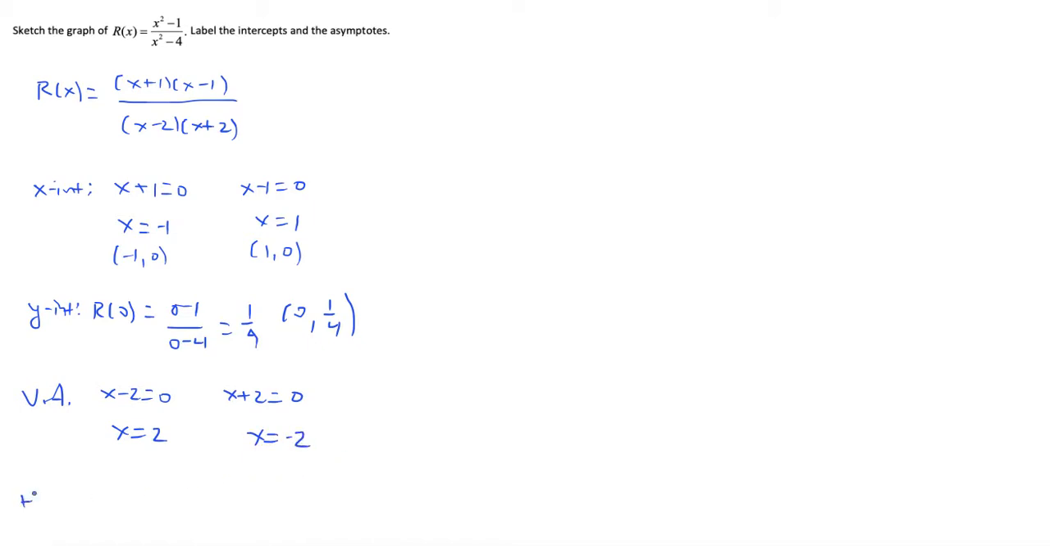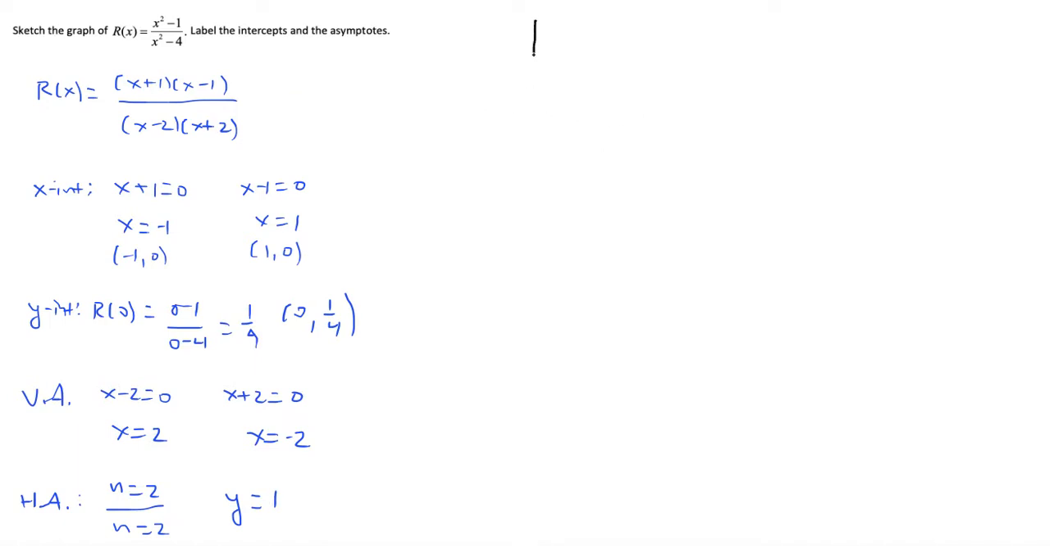And lastly, to find the horizontal asymptote, we have to compare the degree, the power of the numerator and the power of the denominator. The highest exponent of x that we see in the numerator is 2, so I'll just write n equals 2 for the degree of the numerator. The degree of the denominator is actually the same. So what do we do when the degrees of the numerator and denominator are the same? We divide the leading coefficients. So 1x squared divided by 1x squared is just 1.